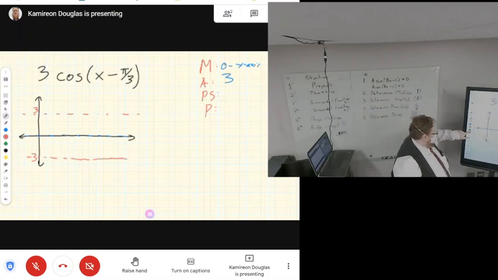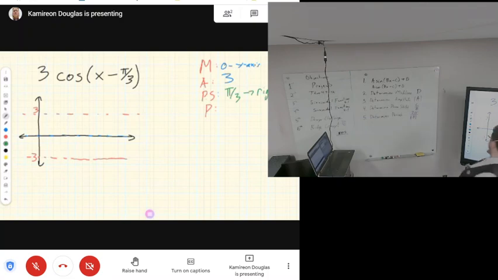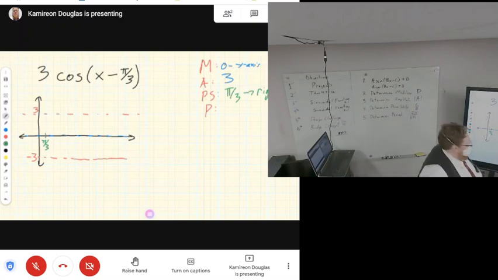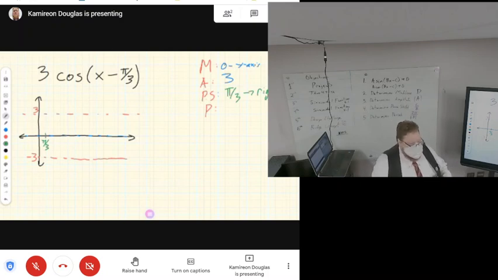Phase shift. That's right. It is pi/3. Let's go to the picture. I go to the right pi/3. Let's claim it's right there. Okay. The period. Period. 2 pi.